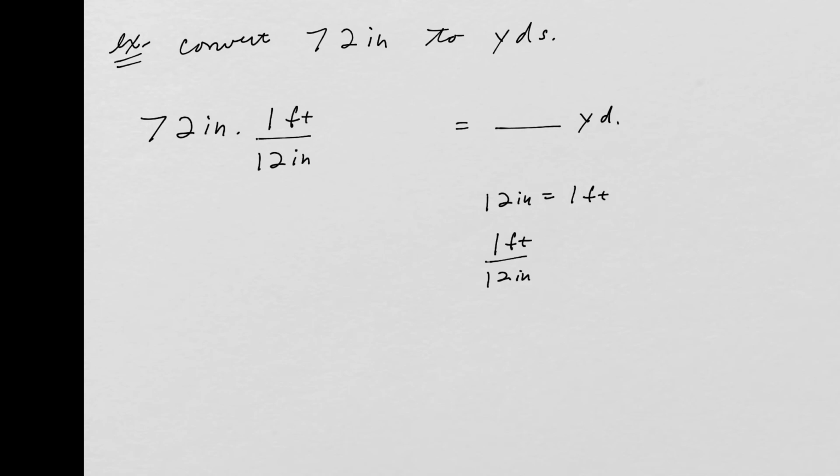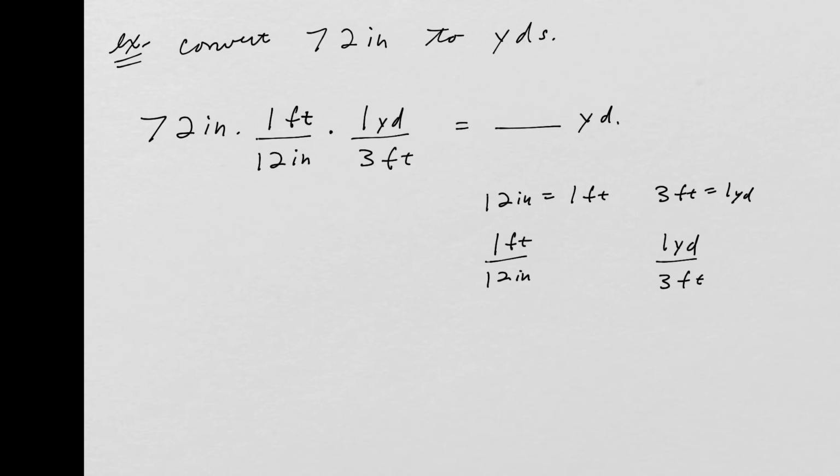If you were to stop there, your answer would be in feet. But we want to go to yards. But I know a relationship between feet and yards. I know that there are 3 feet in 1 yard. So the unit conversion factor I want to use is 1 yard over 3 feet. Why? Because I want feet to cancel now and yards to remain in the numerator.